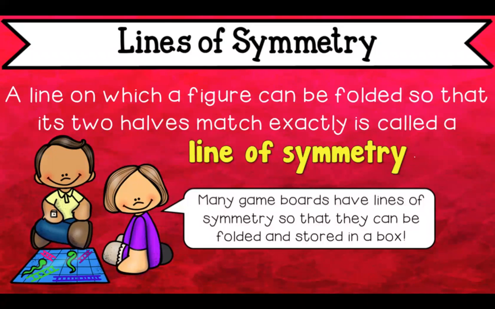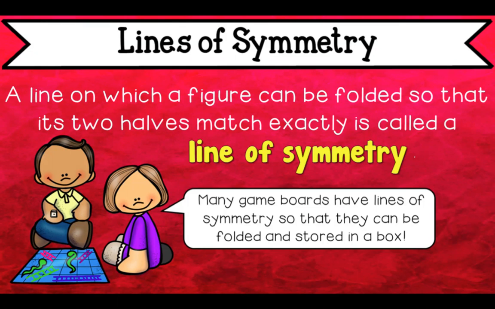All right, boys and girls, this is our last lesson in geometry, and it is on lines of symmetry. A line of symmetry is a line on which a figure can be folded so that its two halves match exactly. I want you to think of a butterfly. I know I've mentioned this on a Good Morning Sunshine a long time ago, but it's been a while.